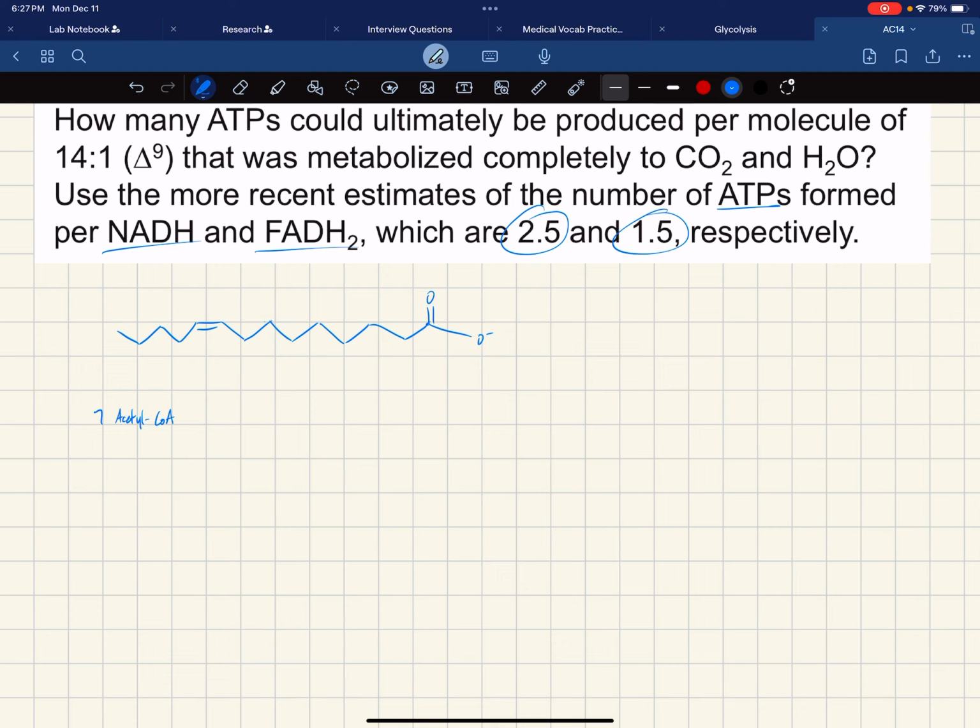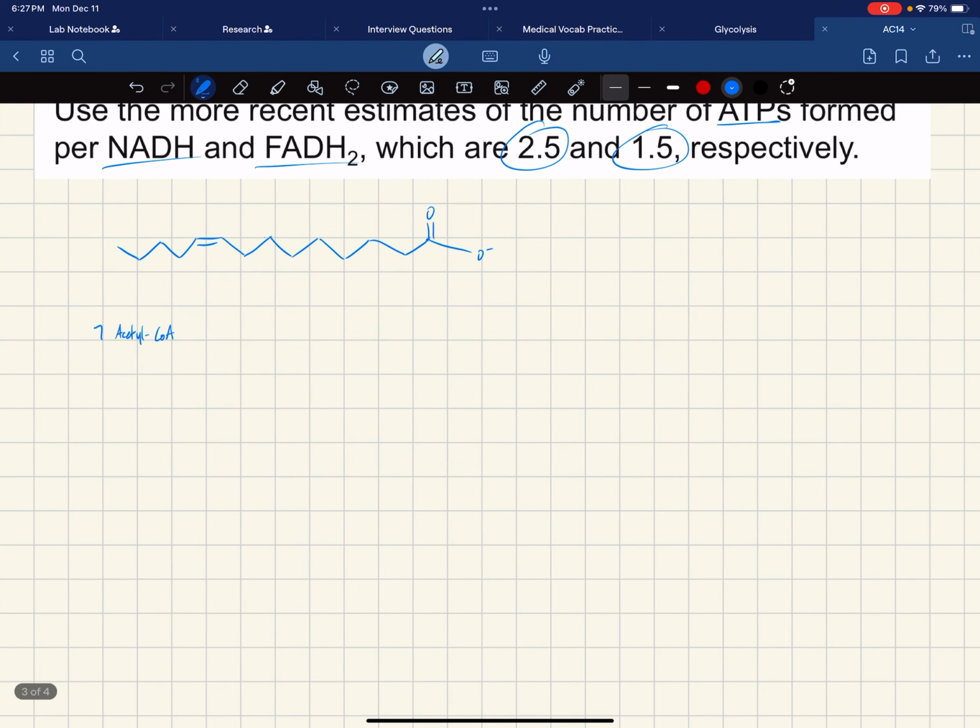Now, the next thing to keep in mind is that if we were doing this normally, based on your knowledge of beta oxidation and how the cofactors are produced there, I would normally get 6 FADH2 and 6 NADHs produced. That's not the case here because of this double bond. When we have a double bond like that in a fatty acid chain, we're going to reduce the number of FADH2s by 1. So we'll have 5 FADH2s instead.